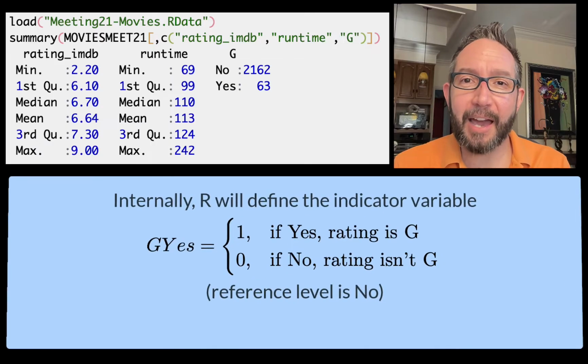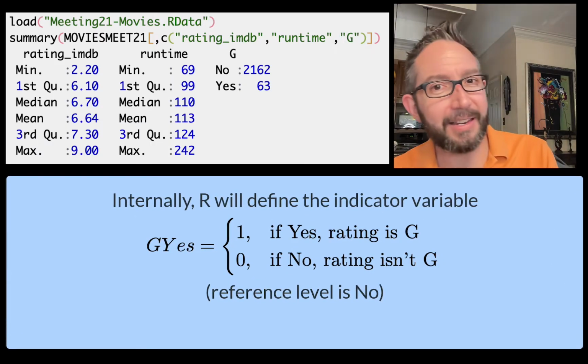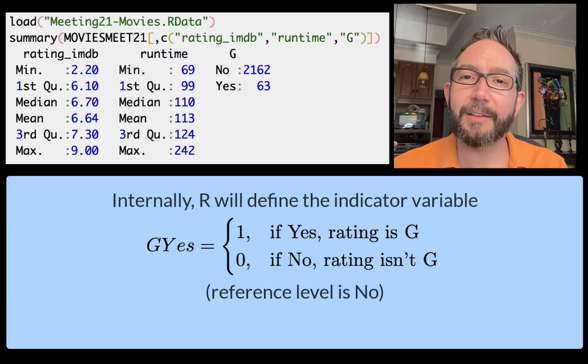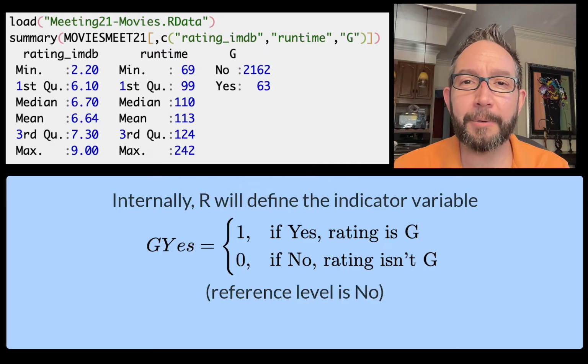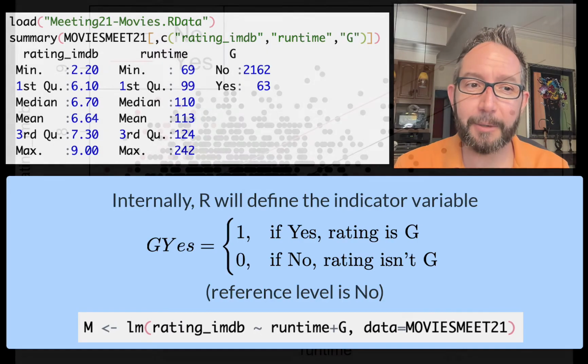So here we have a categorical variable with two different levels. Is it a G-rated movie? Is it not a G-rated movie? No is going to be the reference level. We're going to assign that the value 0 for our indicator variable. Yes is going to be assigned the value 1 for our indicator variable.